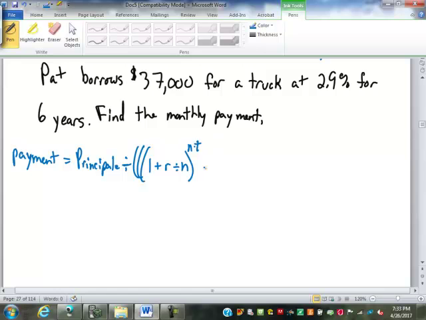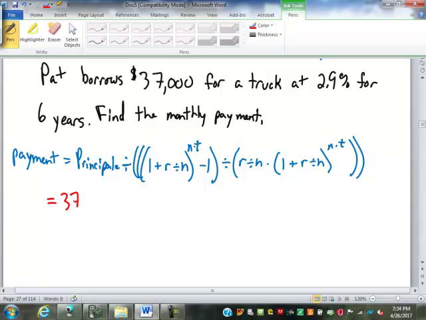This is the same formula we were using before. Minus 1, close parentheses, divided by open parentheses. I'm going to put numbers there. R divided by N times parentheses 1 plus R divided by N, close, power of N times T, close and close. So it is exactly the same formula as drawing out during the liquidation phase of an annuity.